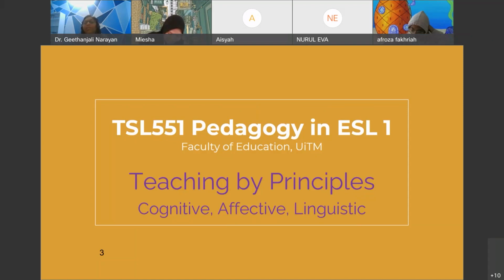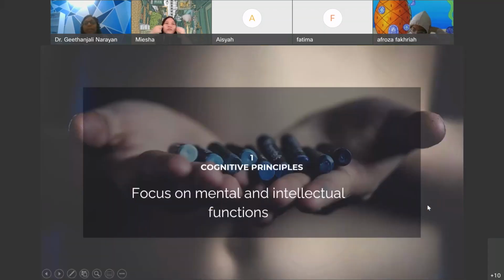So what do you think linguistics is? What would it deal with? Language. Okay, so anything that deals with language, right? Okay, so let's look at each one of these. Right. So what comprises cognitive principles? Okay. So cognitive principles basically focus on mental and intellectual functions.